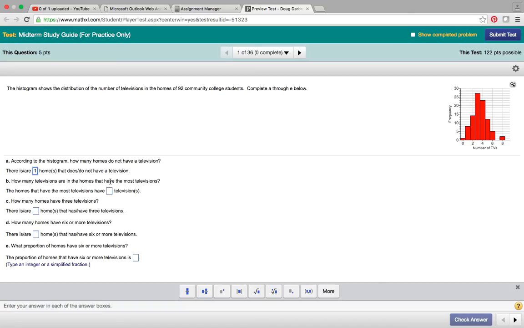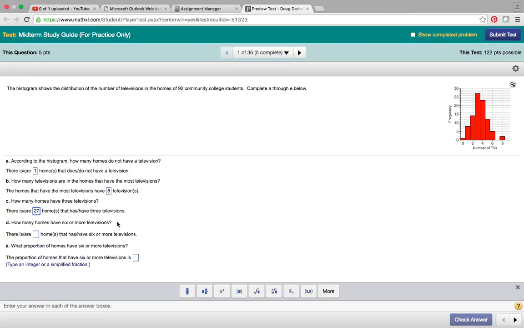How many televisions are in the home that has the most televisions? Well, guys, that looks like it's about 8. Wow, you guys are going to be lucky if it's this easy. How many homes have 3 televisions? Well, it looks like we follow that up there. I'm going to go with 27?